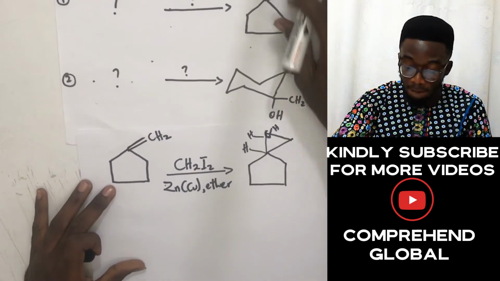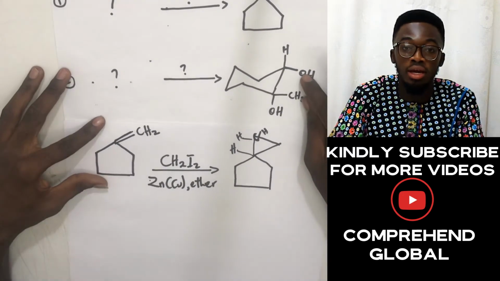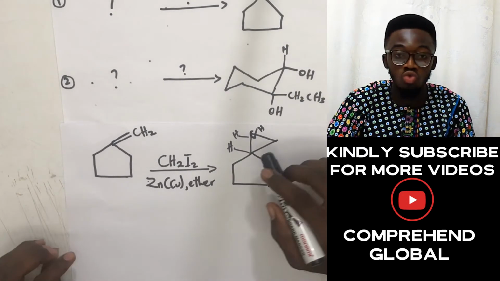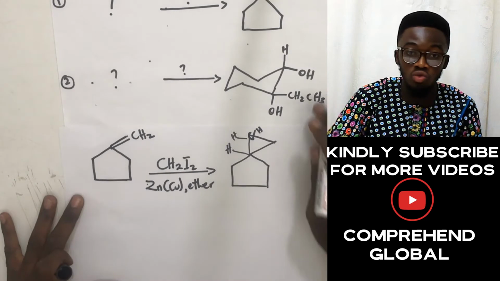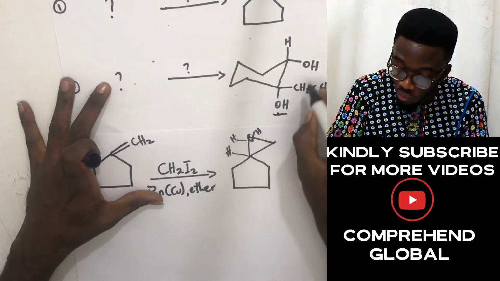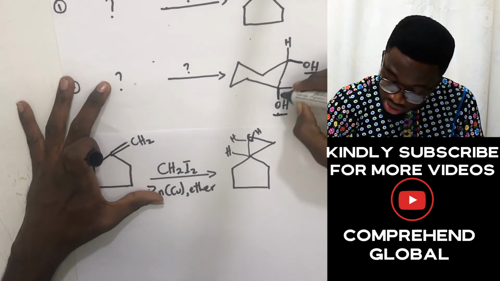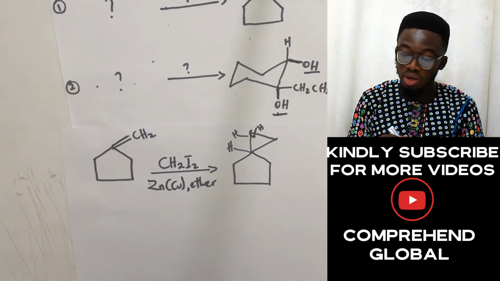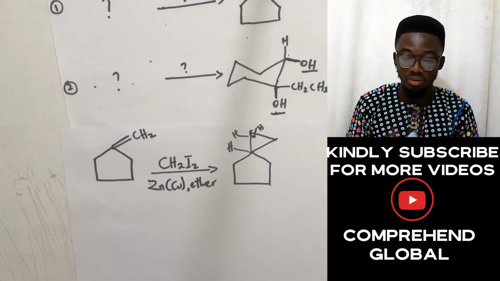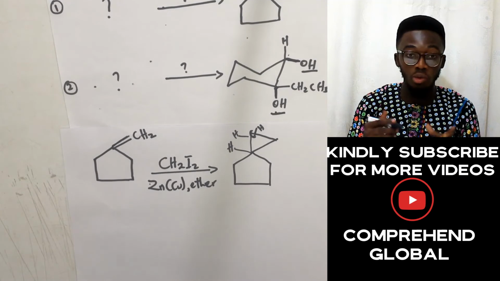Now the second one. With the second one too, we can see a chair structure of a cyclohexane being drawn here, and then there are two OH on it. That's a diol. But from what we are seeing, the OH are on the same side. They are all pointing downwards. And then they are on two adjacent carbons. What can we guess? We can guess that there should be a double bond somewhere.